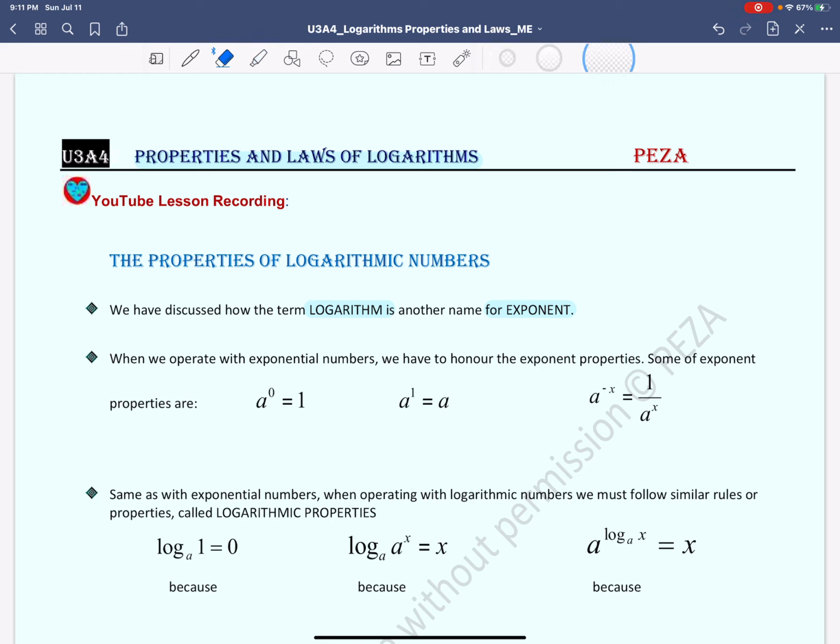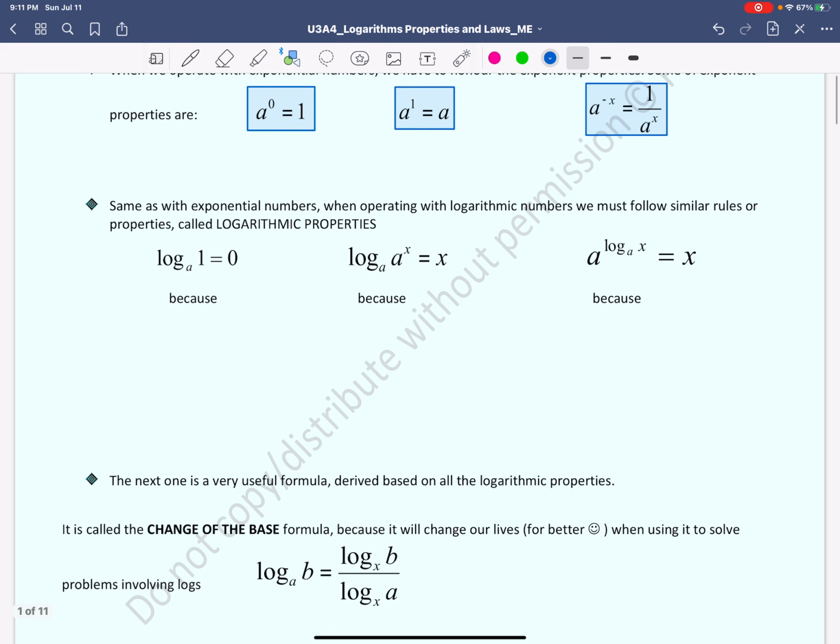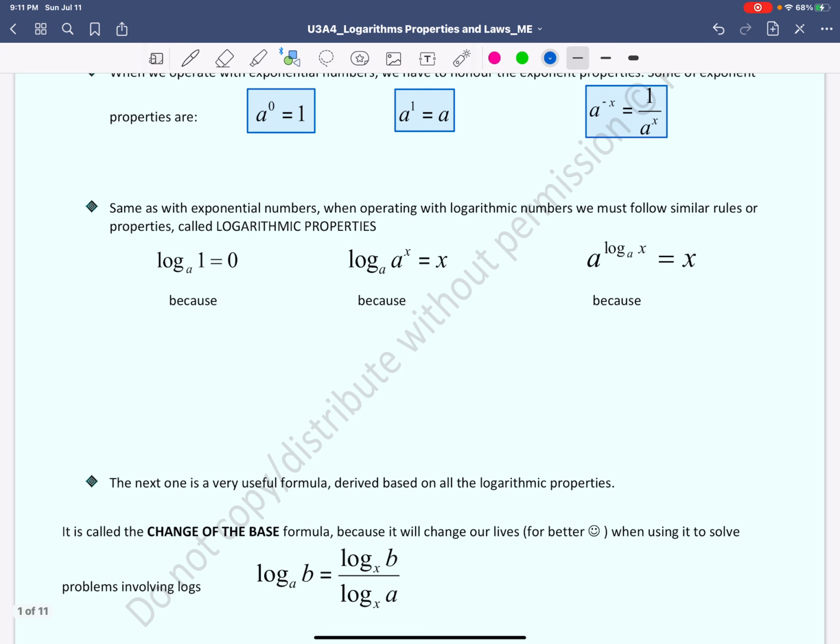Some of the exponent properties are a to the power of 0 equals 1, a to the power of 1 equals a, and a to the power of negative x equals 1 over a to the power of x. Just like with exponential numbers, when operating with logarithmic numbers, we must follow similar rules or properties, which we call logarithmic properties. Log with base a of 1 equals 0, and that's because the base a raised to the power of 0 equals 1.